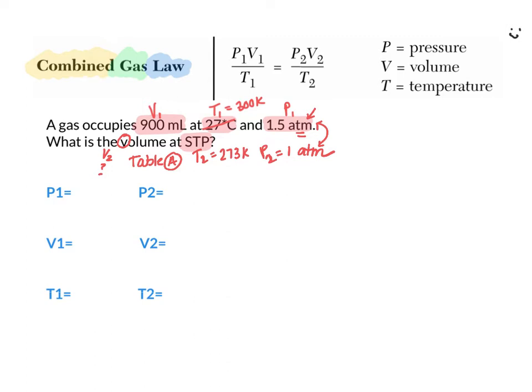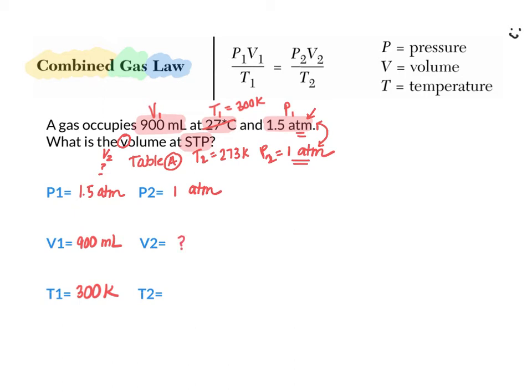Okay, so P1, where did we find that? 1.5 atm. The volume originally was 900 milliliters. The temperature originally, again in kelvins, is 300 kelvins. Pressure 2, well, I'm going to grab the standard that I got from table A. Is going to be 1 atm. Volume, oh, this is what I don't know. This is what I'm going to be looking for.